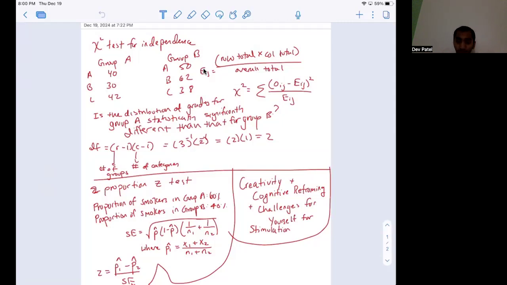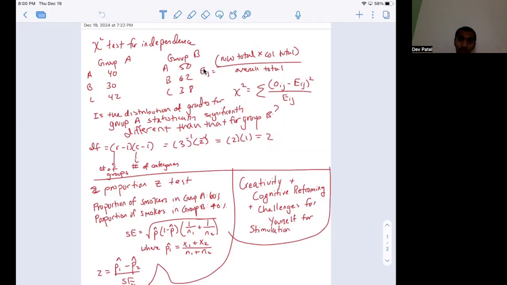So if we want to answer the question, is the distribution of grades for one group different than the distribution of grades from another group, we would use the chi-square test of independence. This is used to measure the independence of two different categories. In this case, we're measuring the independence of the distribution of grades for group A against the distribution of grades for group B. If we do see a statistically significant difference, then we're able to detect that through this chi-squared significance independence test. So the way we do that is first get the expected counts for these groups.